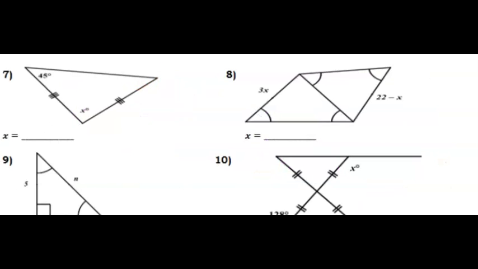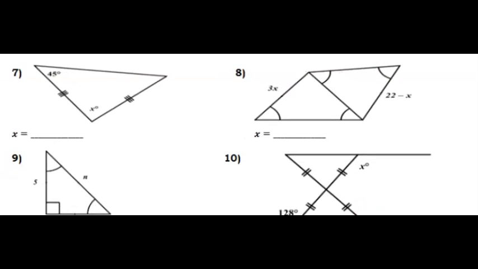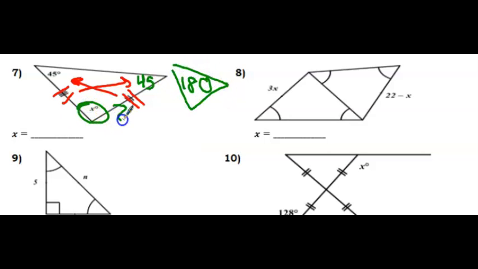Okay, number 7. I don't want you to think, oh, x is 45 degrees. X is not 45 degrees. This side and this side are congruent. Therefore, the angles across the way are congruent. So this is actually 45 degrees. And if those are 45 degrees and all triangles add up to 180, how do I find x?